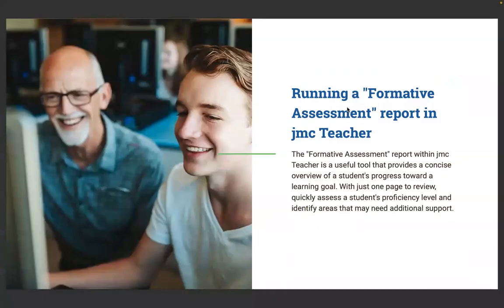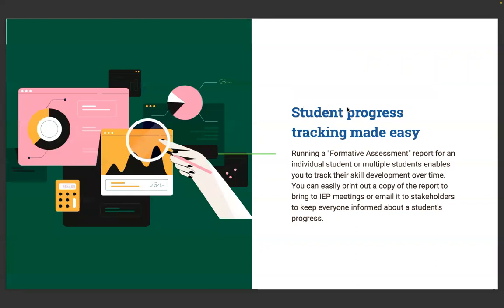So the formative assessment report within JMC Teacher is a useful tool that provides a concise overview of a student's progress toward a learning goal. With just one page to review, you can quickly access a student's proficiency level and identify areas that may need additional support. Running a formative assessment report for an individual student or multiple students enables you to track their skill development over time. You can easily print out a copy of their report to bring to an IEP meeting or email it to stakeholders to keep everyone informed about a student's progress.